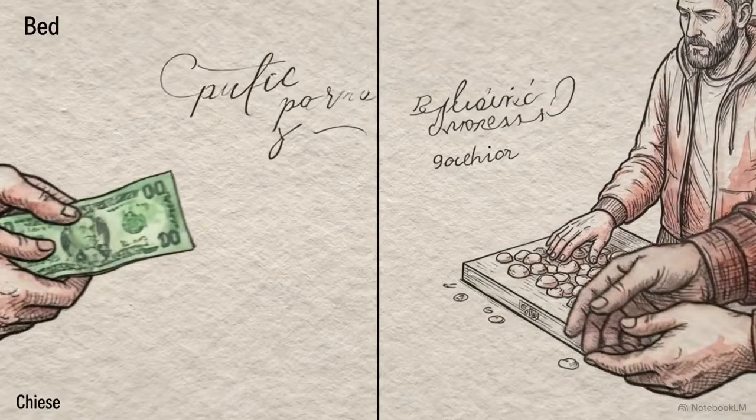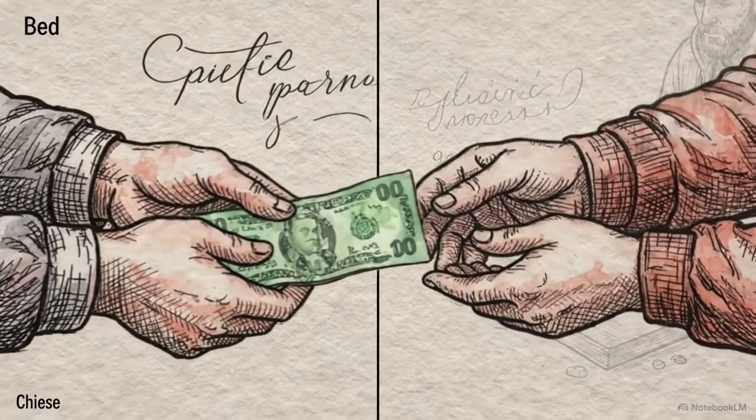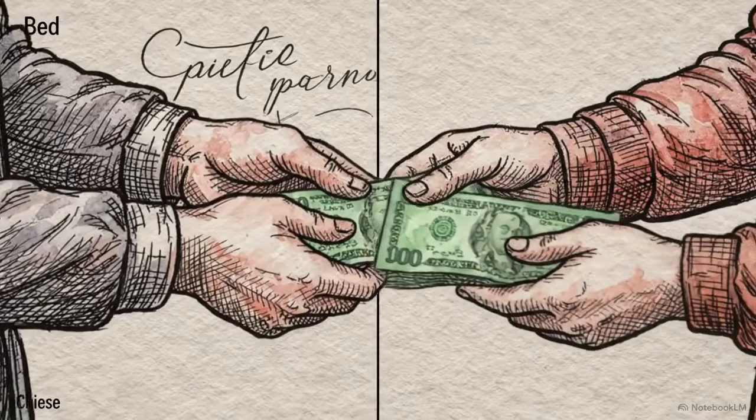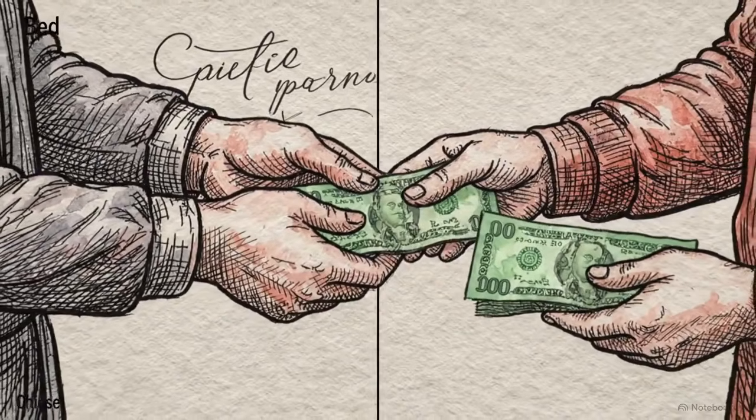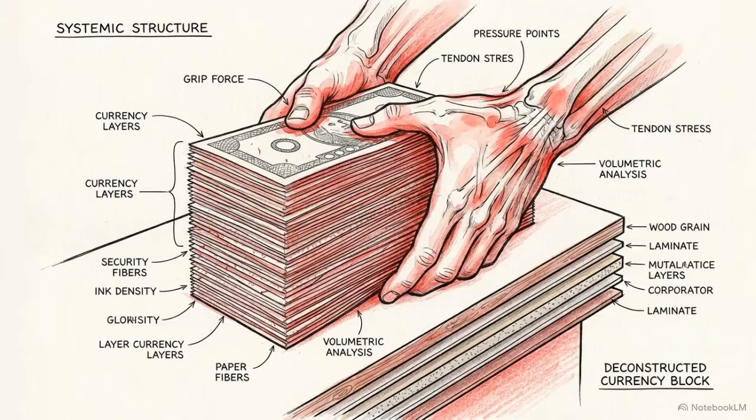Meet Sarah and Frank. It's Tuesday, and they're both making cash deposits. On the left, Sarah is paying her rent. On the right, Frank is trying to move money he got from a recent scam.